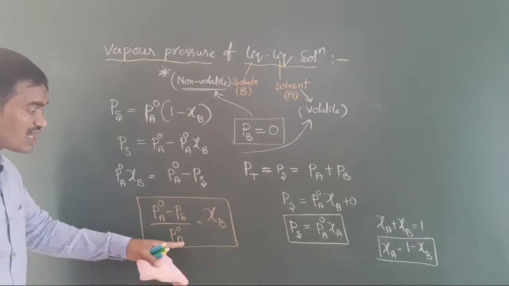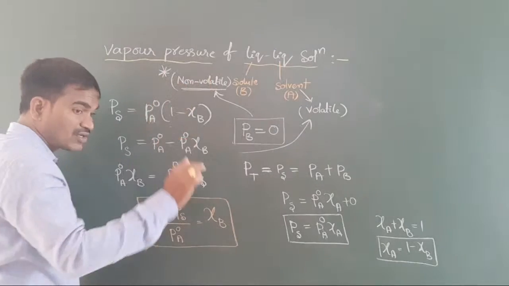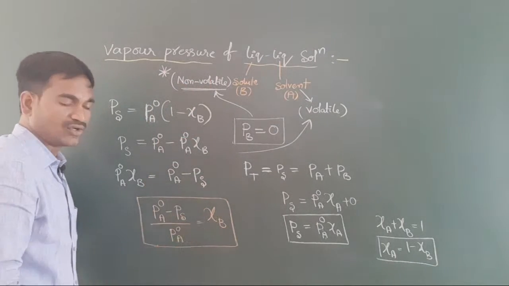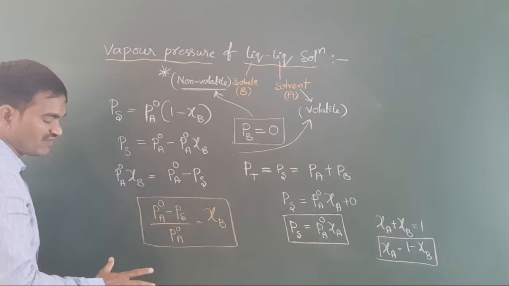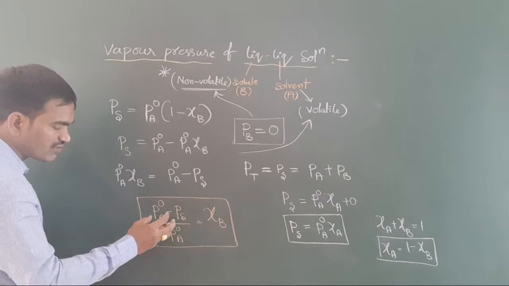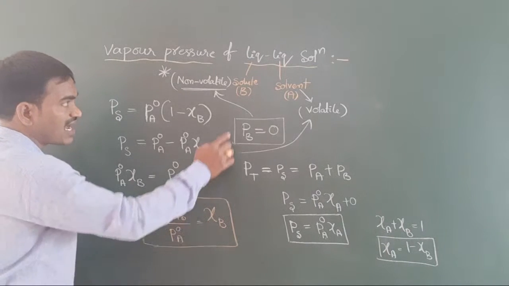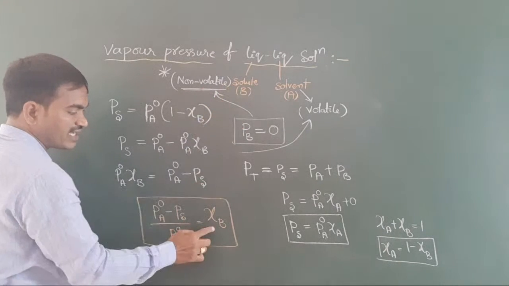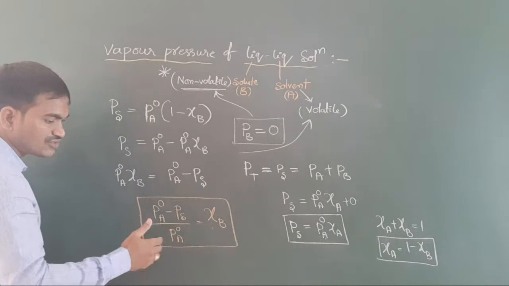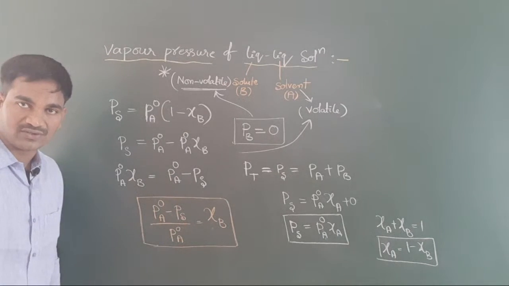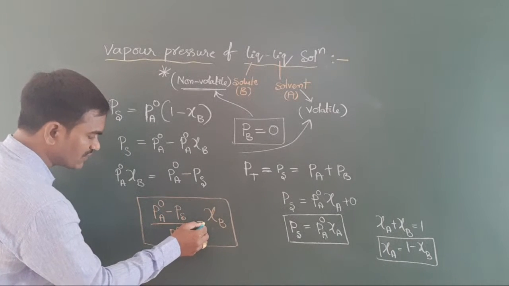This is Raoult's law for what? For a solution which contains non-volatile solute. What is the definition for this case? For this case we can define it like this: the relative lowering of vapor pressure of a solution is equal to the mole fraction of non-volatile solute present in the solution. So this is Raoult's law for the solution which contains non-volatile solute. Don't forget about this. Is it clear? Any doubt in this? All of you take it down up to here.